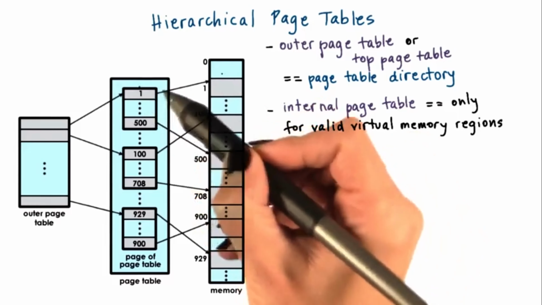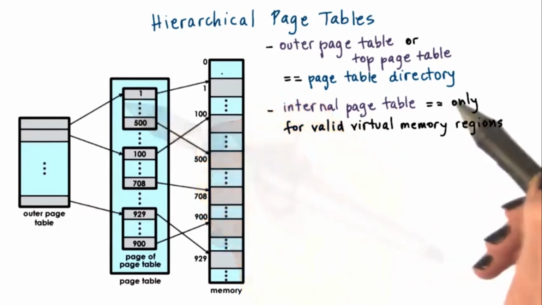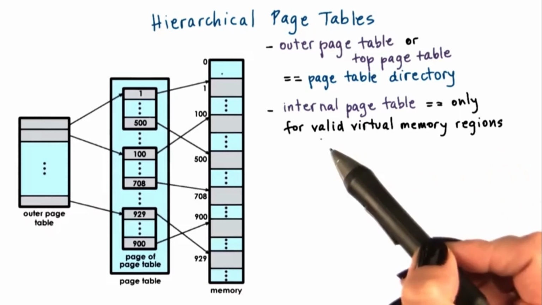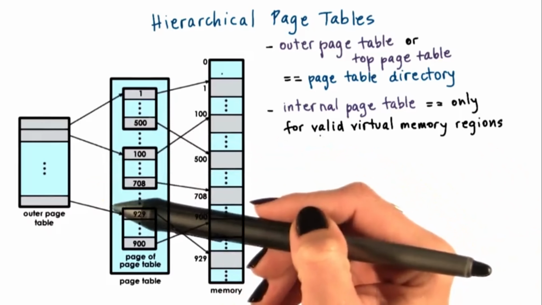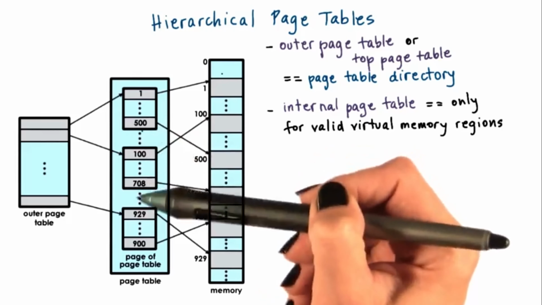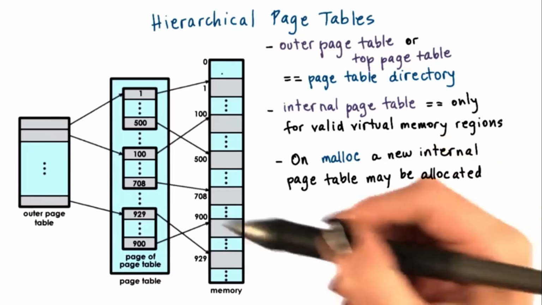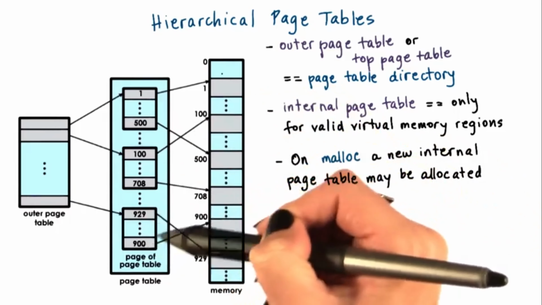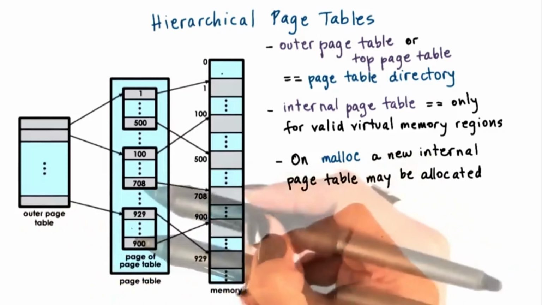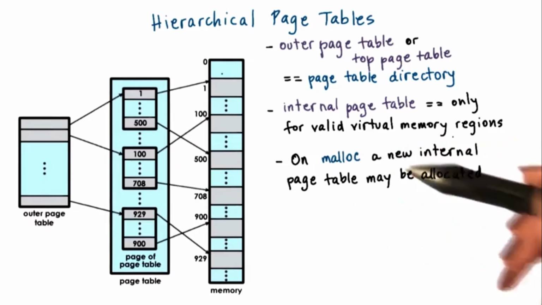Their entries have the page frame number and all the protection bits for the physical addresses that are referenced by the corresponding virtual address. An important thing to note is that the internal page tables exist only for those virtual memory regions that are actually valid. So any kinds of holes in the virtual memory space will result in a lack of internal page tables. For those holes, there won't be internal page tables allocated. If a process requests via malloc additional virtual memory to be allocated to it, the OS will check, and if necessary, it will allocate an additional internal page table element and set the appropriate page table directory entry to correspond to it. That new internal page table entry will correspond to some portion of the newly allocated virtual memory region that the process has requested.